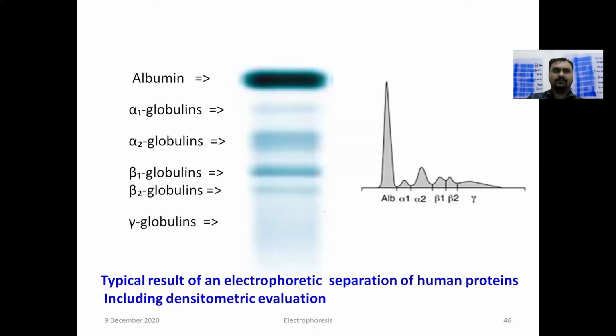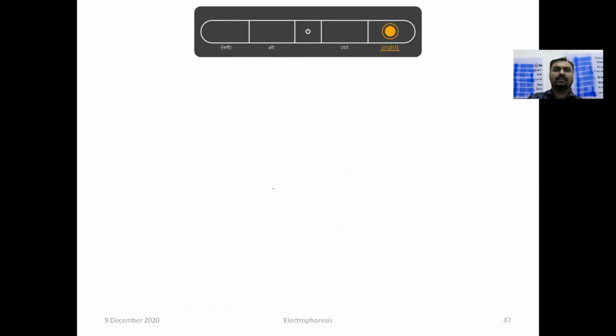When we separate the molecules, suppose this is a negatively charged electrode and this is a positively charged electrode. The most negatively charged molecule, that is albumin, which is also very small, will move fastest. Albumin has the highest mobility. Then there are alpha 1 globulin, alpha 2, beta, and gamma globulin. Gamma globulin has a diffuse band.